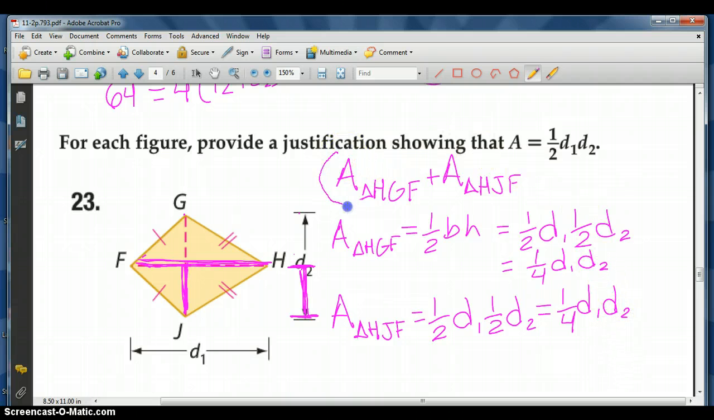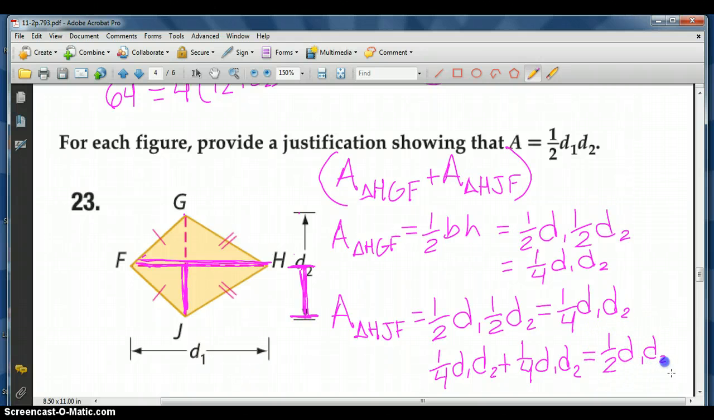Now we can substitute that in for our area of the kite. So triangle HGF plus HJF would be equal to 1/4 plus 1/4 is 2/4, or 1/2 D1 D2, which is what we wanted to show.